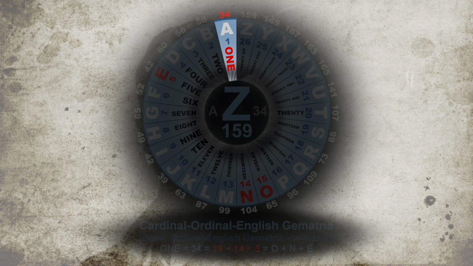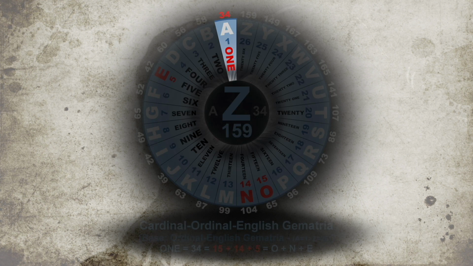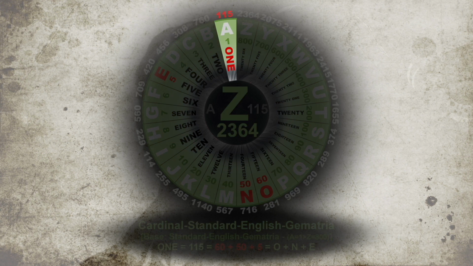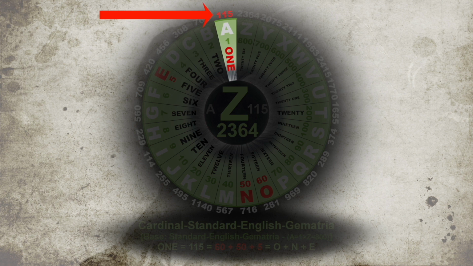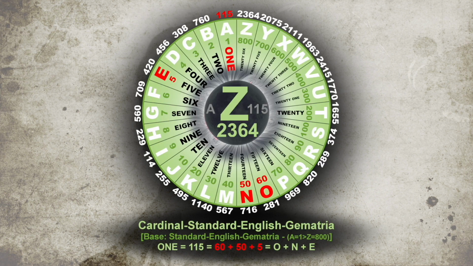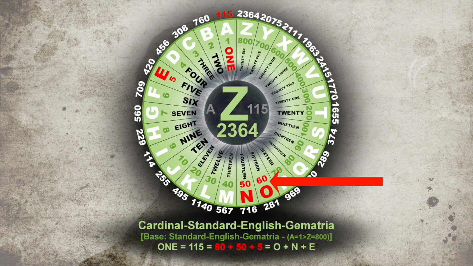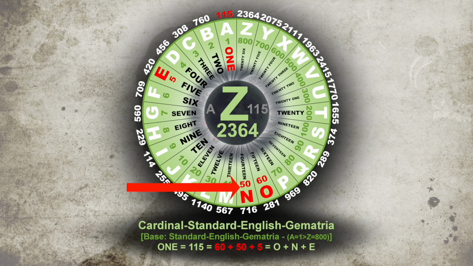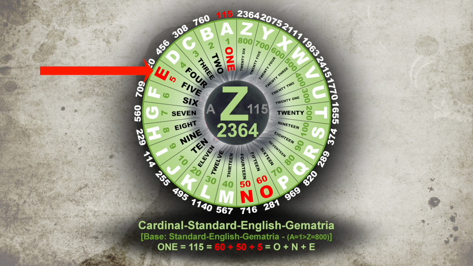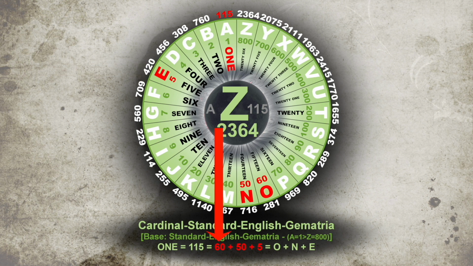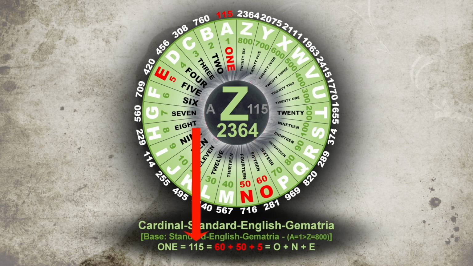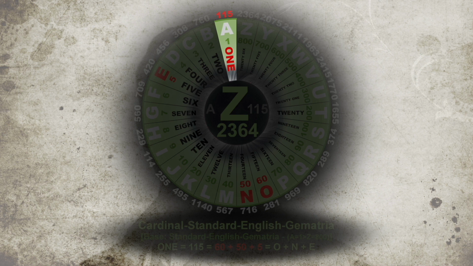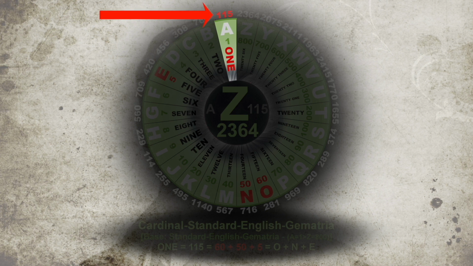So the cardinal ordinal English Gematria value for the letter A is 34, and the cardinal standard English Gematria value for the letter A is 115. Once again, the spelling for 1 is O, which has a value of 60 using standard English Gematria, N has a value of 50, and E has a value of 5. If we add 60, 50 and 5, we get 115. So the cardinal standard English Gematria for the letter A is 115.